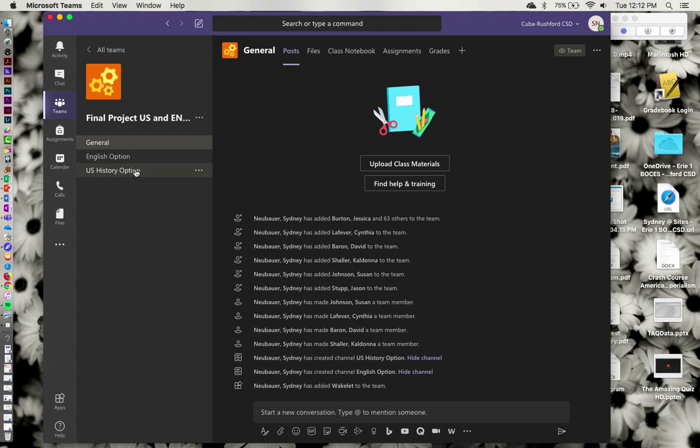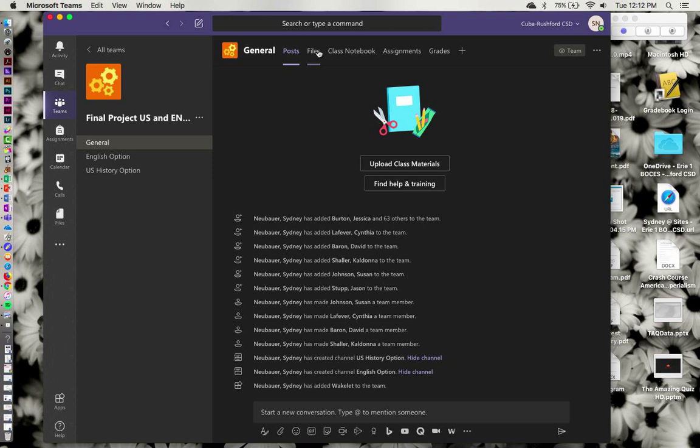Now over to the side you can see two different options. You have the English option and you have the history option. You are only doing, let's be very clear, you are only doing one of these projects. This one project is going to count for both history and English. Okay, so just one project, and that is going to count for both classes.